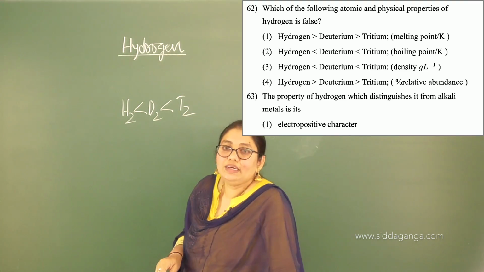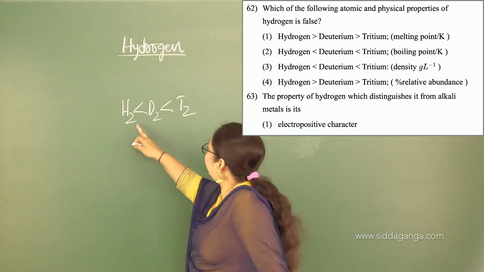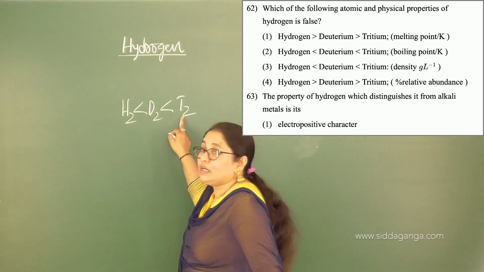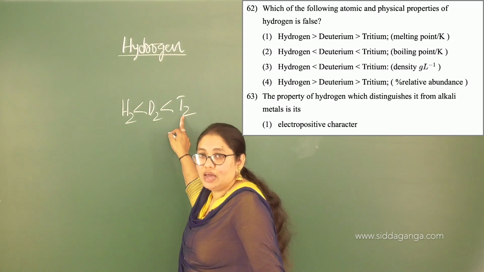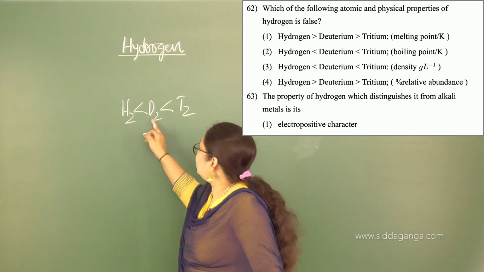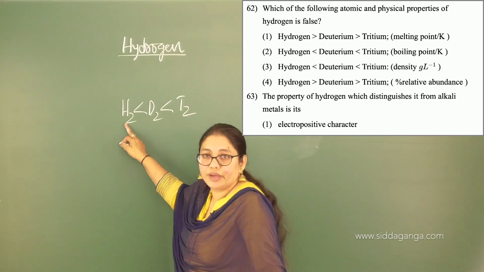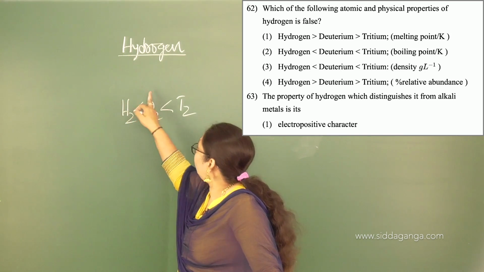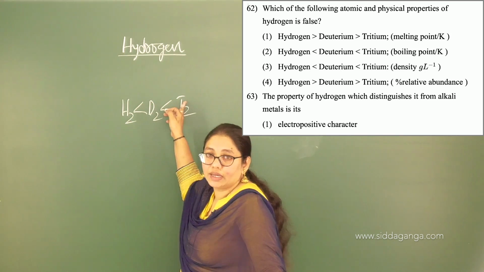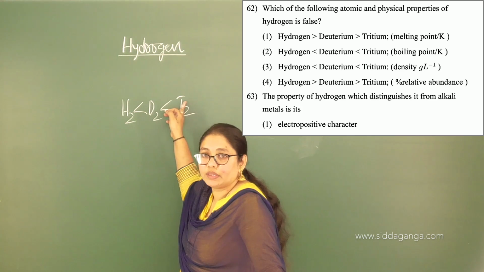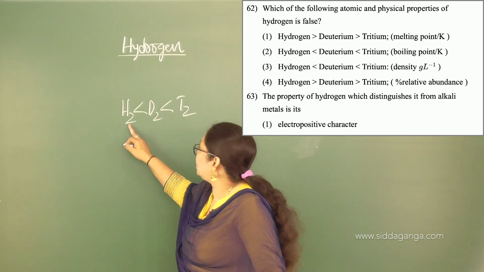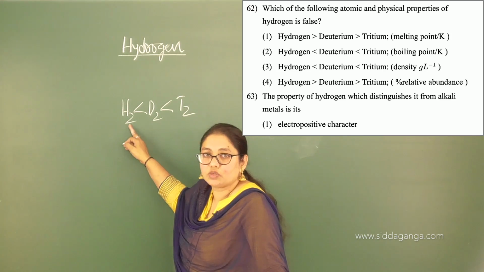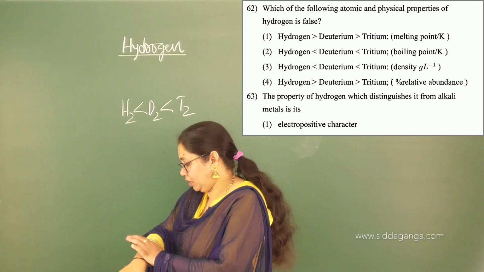So this is the correct answer, because if you observe the melting point, the highest melting point here is T2. Tritium has the highest melting point, then D2, and the least is H2, because of the atomic mass number. It is 1H1, 1H2 and 1H3. Higher the mass, higher will be the melting point. That is the clue. So this is the correct order, but option 1 is the wrong order. The remaining are all correct. So the answer for this one is option 1.